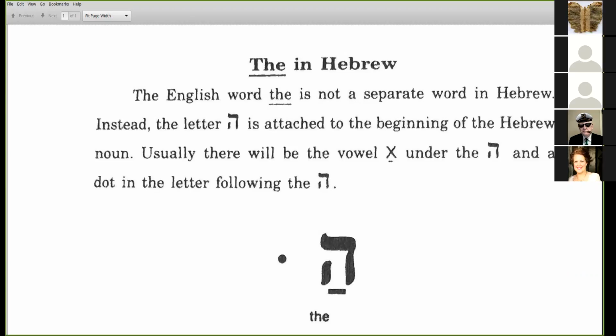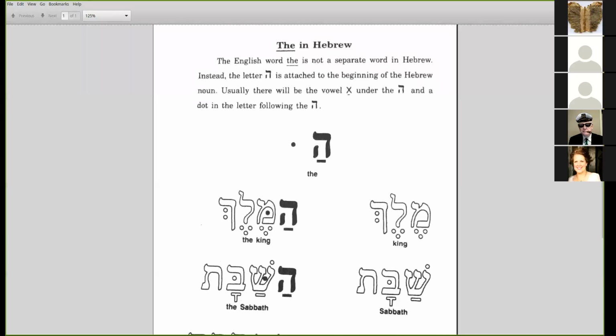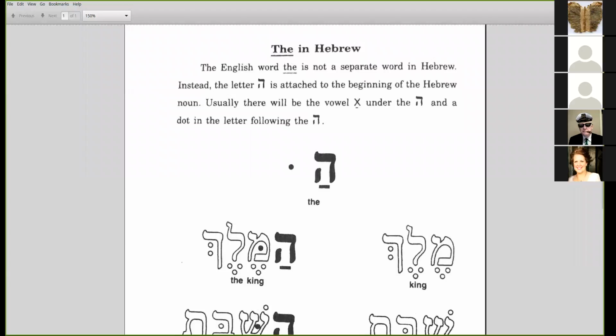All right, let me go to annotate. And let's see, what do we got? I thought I saw a, let's move this down here. Okay, so the English word the, let me see if I can get this to come down a little bit. There we go. So now we've got some room to work with. How about that? That's probably the best right there.